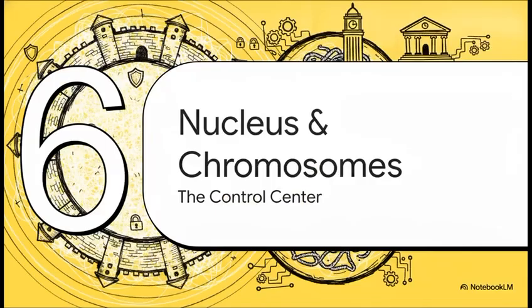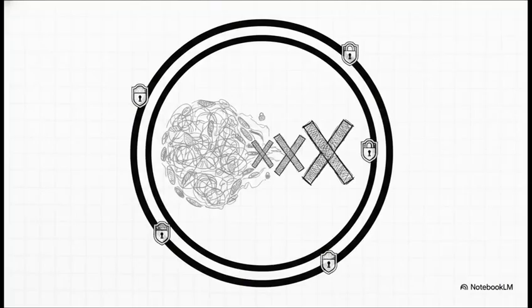Finally, we reach City Hall, Section 6, the nucleus and chromosomes. The nucleus, which was discovered by Robert Brown, is the ultimate heavily guarded control center of the advanced eukaryotic cell. It is deeply protected by a double membrane envelope, but its real importance lies inside. The nucleus houses the fundamental blueprint of life, the DNA. Our genetic material is stored here, and during cell division, this massive network of DNA tightly organizes itself into distinct, structured bodies called chromosomes.